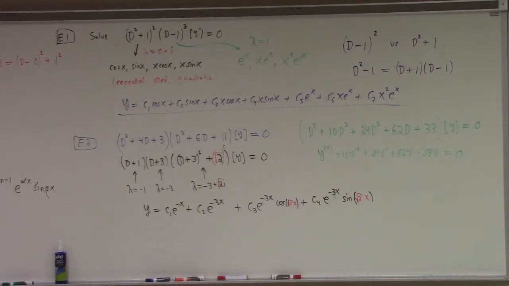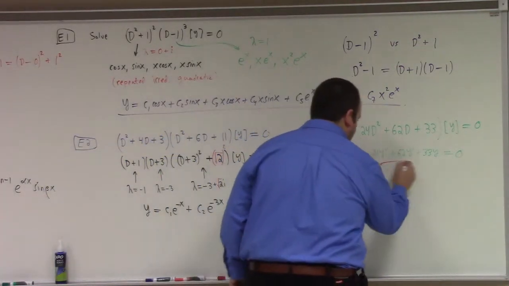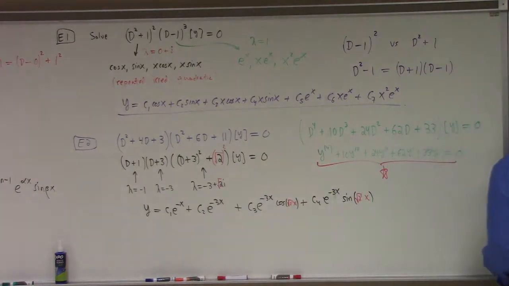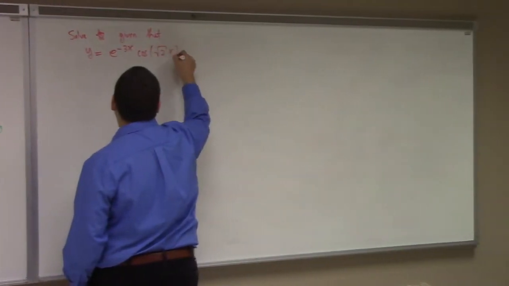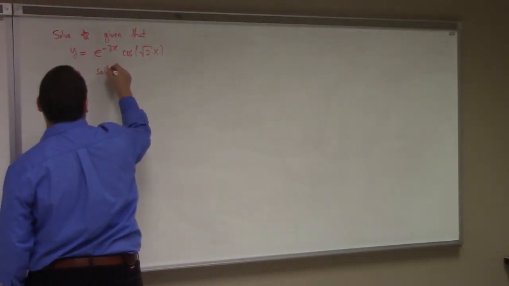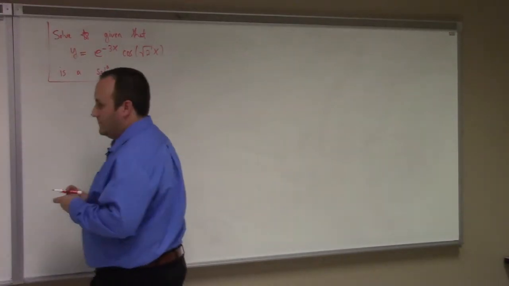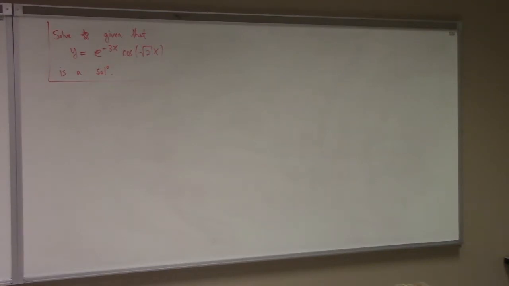So what hint would make this problem accessible? Suppose I call this thing star. So I could say this: solve star, given that y equals e to the minus 3x cosine square root of 2x is a solution. That becomes a reasonable problem, although challenging, more challenging than example 1, of course, because it requires some thinking.